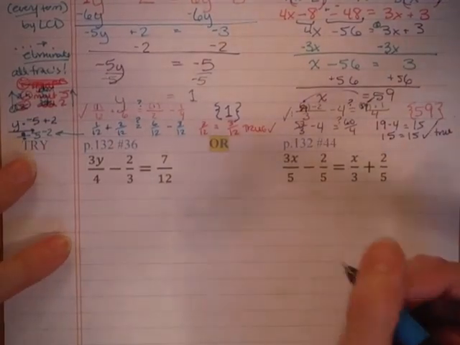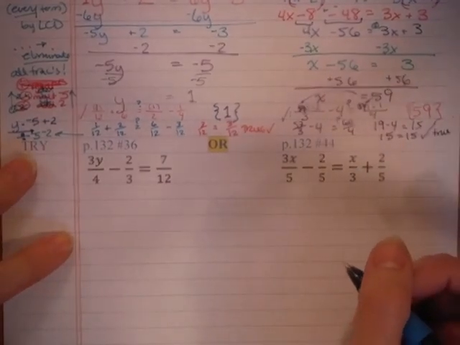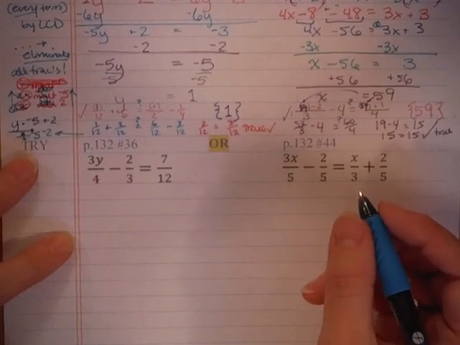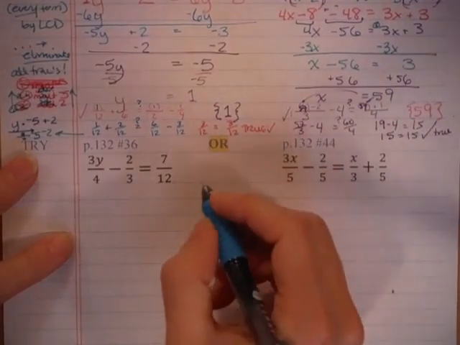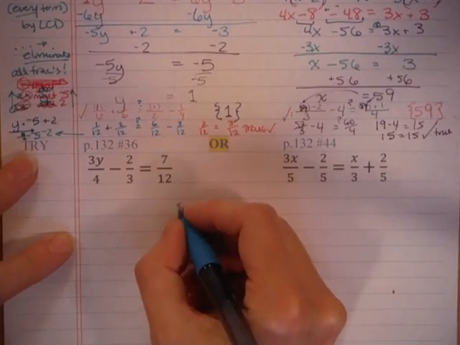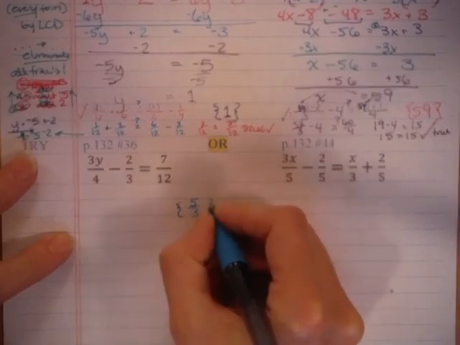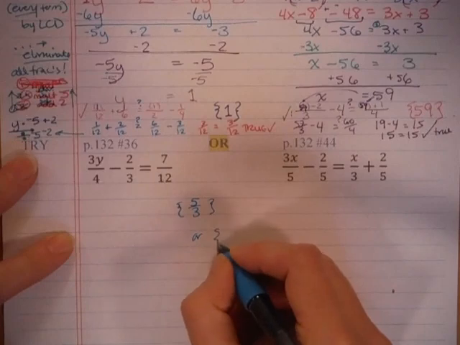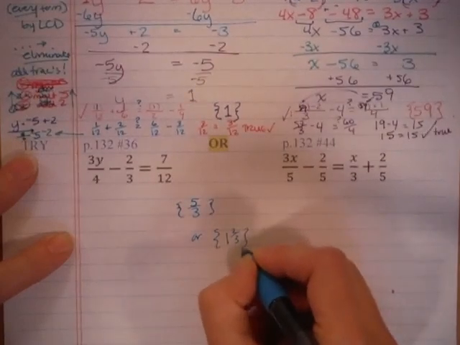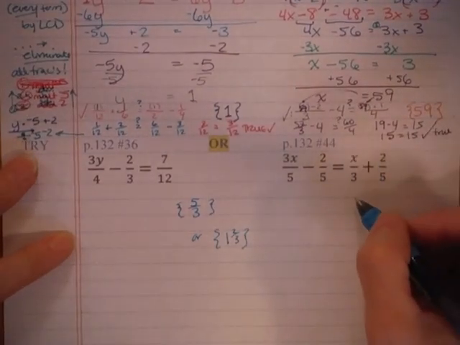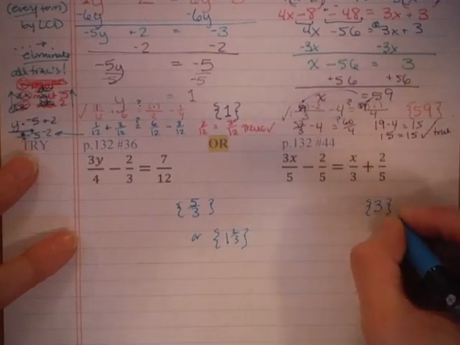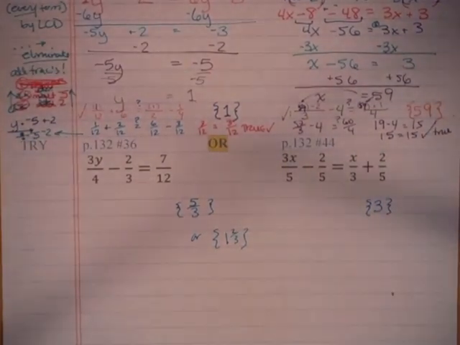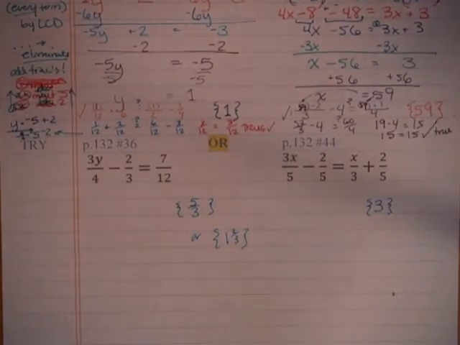Okay, hit pause, because here comes the answers to 36 and 44. Hopefully you tried one or the other, maybe even you tackled both of them. Number 36, if you tried it, you should end up with 5/3 as your answer, or if you wrote that as 1 2/3, that's fine. On number 44, you should end up with 3 as your answer. Okay, we will see you on page 4.